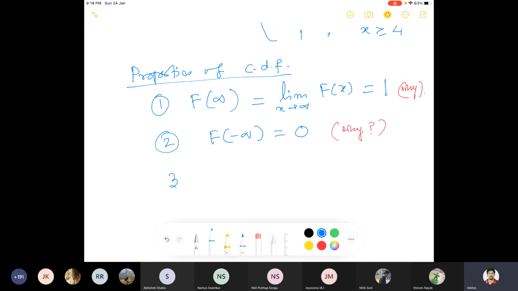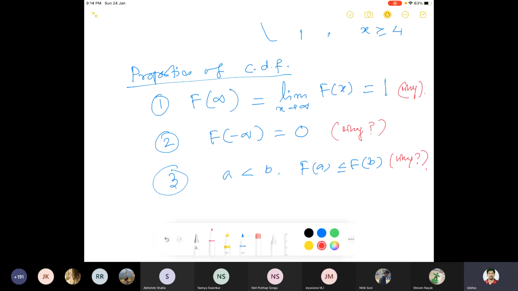And of course, if you take any numbers a less than b, then f of a is less than or equal to f of b. It is always a monotonically increasing function because of its definition. These are the simple properties of this function. If a is less than b, it is always monotonically increasing.